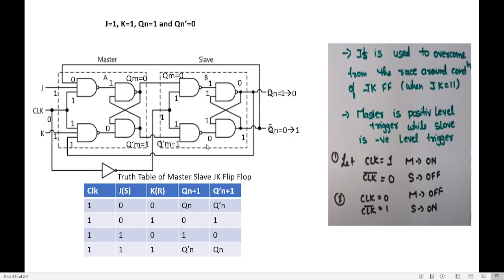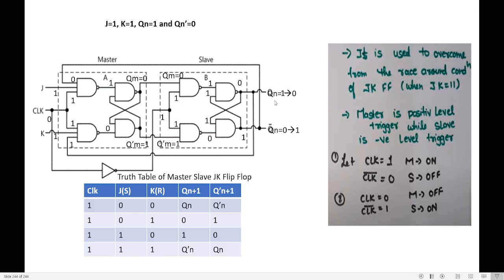So this is the truth table of JK flip-flop. When J and K both are 0, 0, there is no change. K terminal is similar to reset terminal, J terminal is similar to set. When K is 1, reset is 1, output is reset, 0. When J is 1, set is 1, output is set. So it is 1.